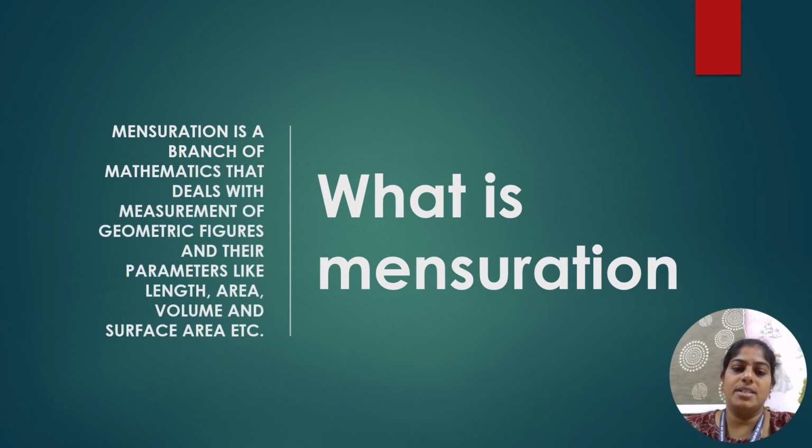Mensuration is a branch of mathematics that deals with measurement of geometric figures and their parameters like length, area, volume, and surface area. Now, what is called geometric figures? Geometric figures are nothing but a shape or a form of a figure which is made by a point or a line or a curve or a surface area. It is nothing but a combination of points or lines to make a figure, called geometric figures.